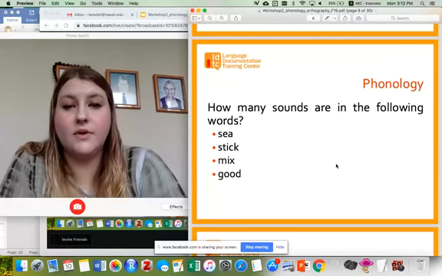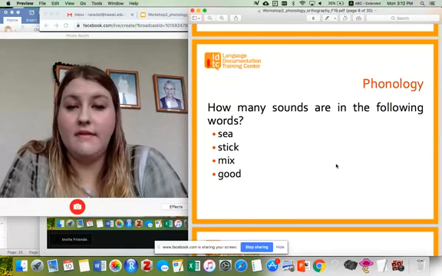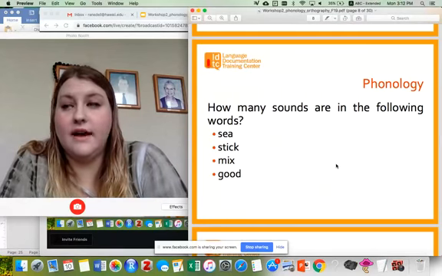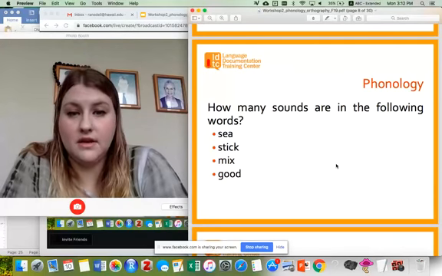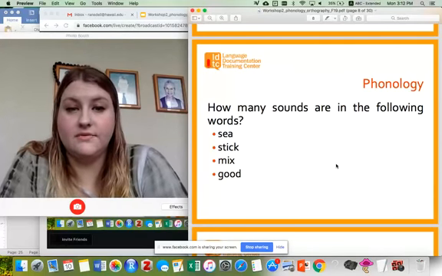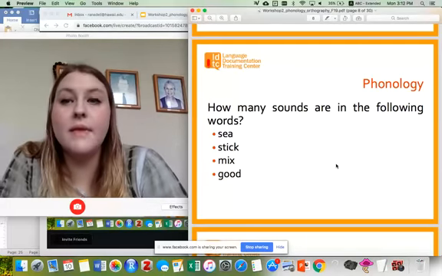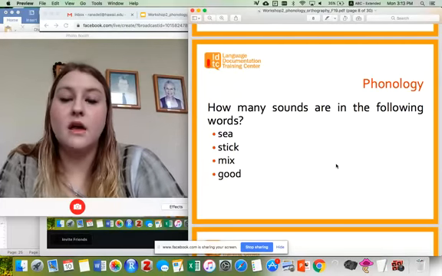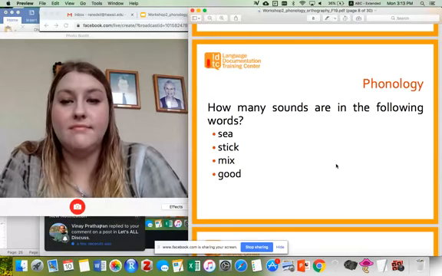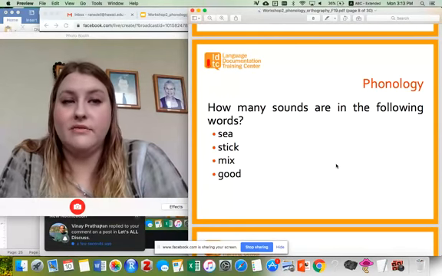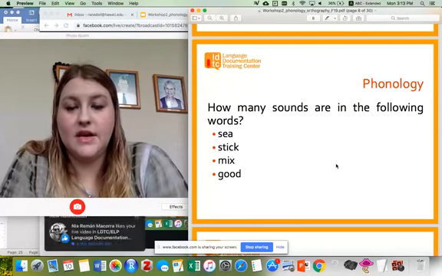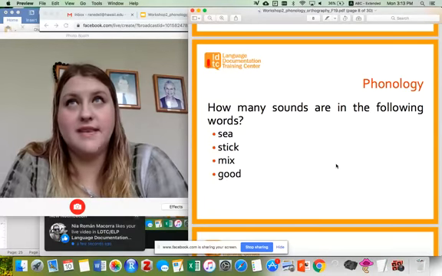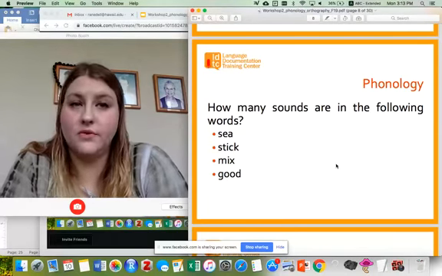For the word stick, you have five letters, but you don't have five sounds. The CK sequence makes a single sound, K. So you have four sounds instead of five letters. Mix is a little bit the opposite. Mix has its final letter really represents two sounds. If you pronounce the word mix, the X is like a K and an S sound. So if you were to count the sounds, you would probably say that mix has four sounds.